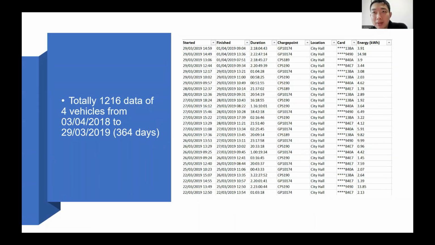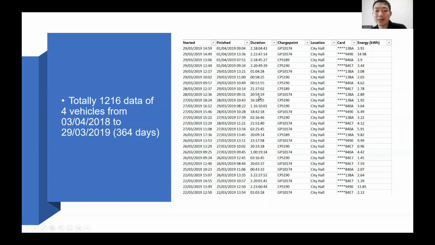Now we have the data from Listers. Totally there are over 1,000 data records of 4 vehicles from 2018 to 2019, so this is over 300 days. We have a charging point, we have locations, and we have a card, which is the vehicle ID. The last column is energy consumption. So we have the vehicle ID, the energy consumptions, and the durations.